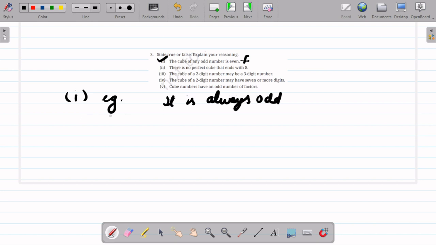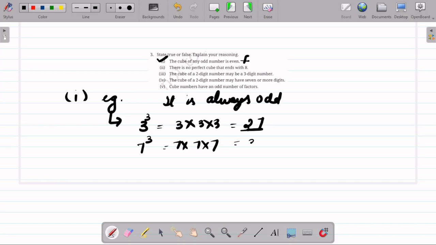For example, take 3. 3 is an odd number, and the cube of 3, that means 3 into 3 into 3, is 27, and 27 itself is an odd number. Another example, 7 cube, 7 into 7 into 7, is 343, again an odd number. The statement is false.